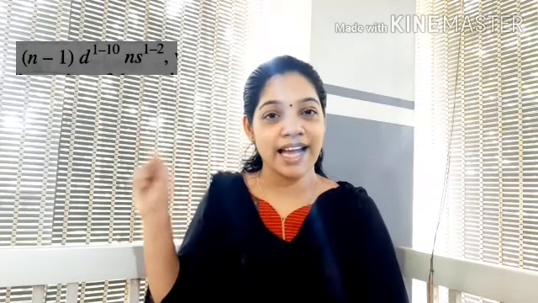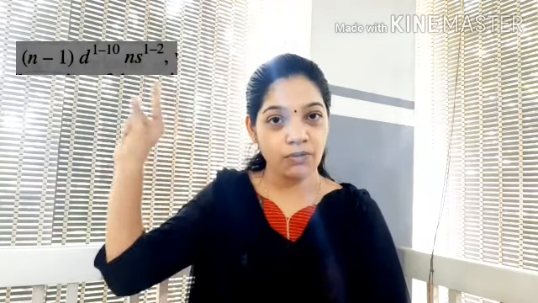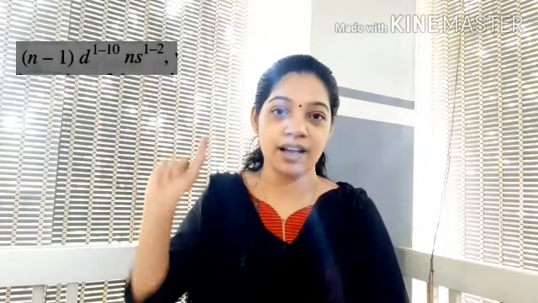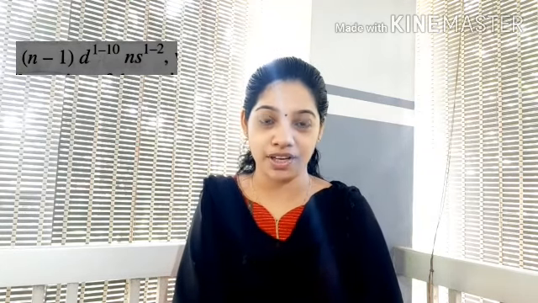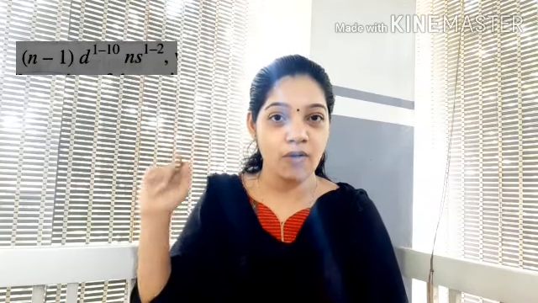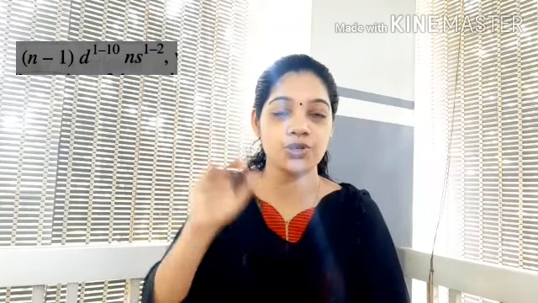Then what is the general electronic configuration of D block elements? The general electronic configuration of D block elements is (n-1)d^1-10 ns^1-2, where n is the last shell, and n-1 is the penultimate shell. Okay, the general electronic configuration is (n-1)d^1-10 ns^1-2.